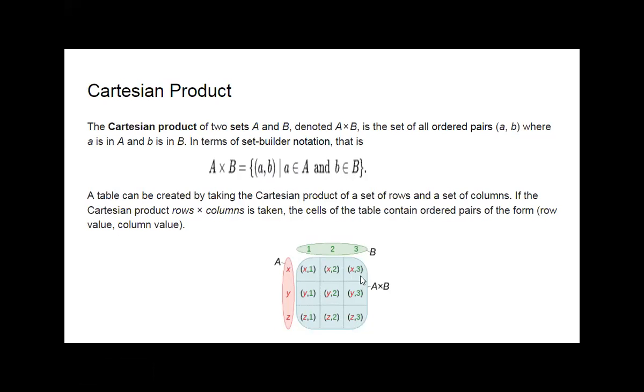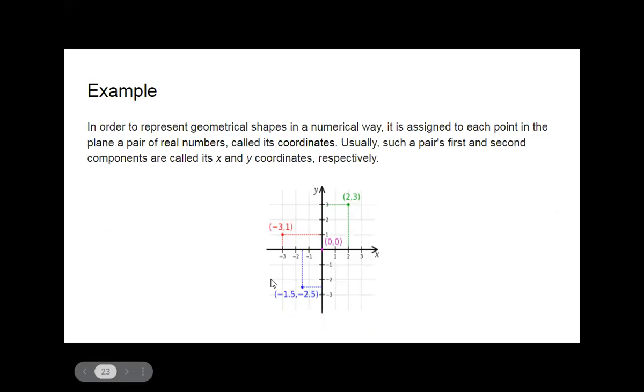Here with the help of this graph we can see X, Y, Z and 1, 2, 3. Then how is the Cartesian product taken? First we consider the row, then we consider the column. Okay, x1, x2, x3, y1, y2, y3, and z1, z2, z3. Then as an example, we have plotted this graph showing ordered pairs and the Cartesian product also.